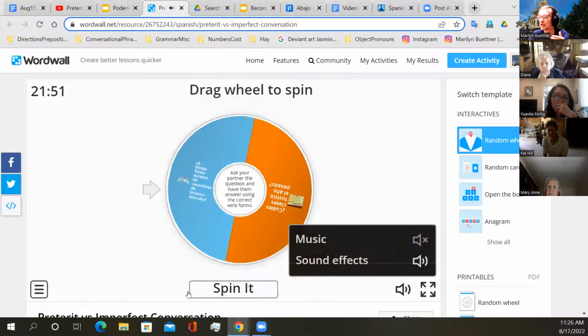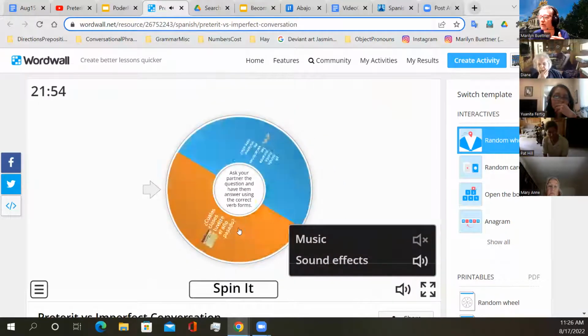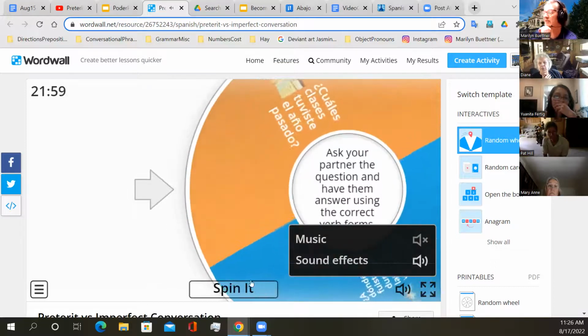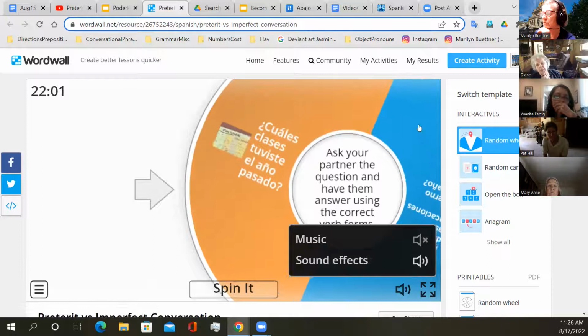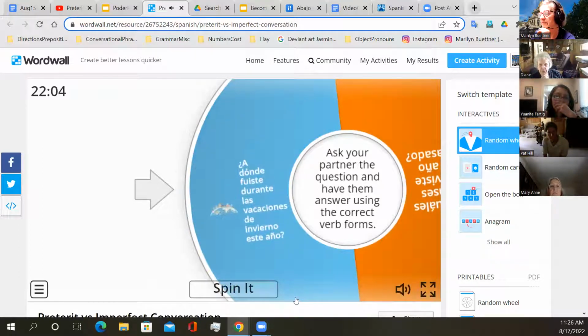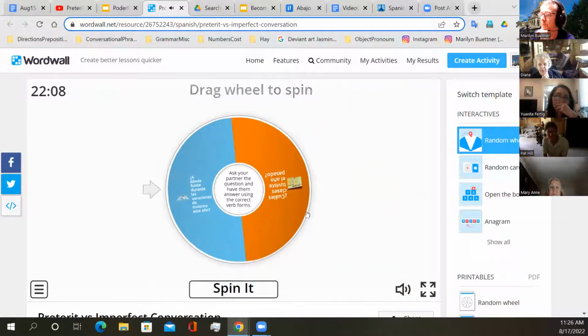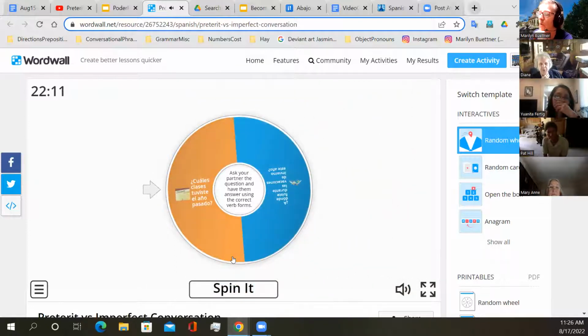Okay. Y un ejemplo más. Oh, and it would not eliminate. Well, we'll just hope it gives us a blue. Oh, it doesn't. That's interesting. It doesn't let us eliminate. Uy, vamos a ver. I wonder if I can make that flip. I can. No, I can't. No, I was right in the first place. Oh, ¿cuáles clases tuviste el año pasado? Ah, I don't like that question. I'll tell you why later. So we're not going to do that. Well, we can, but we're going to skip that.